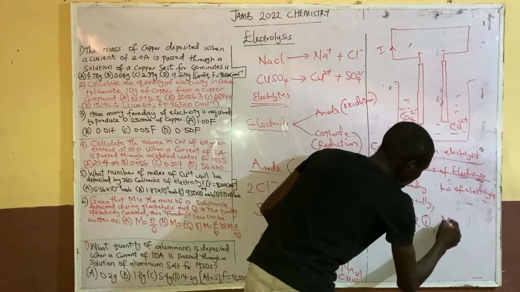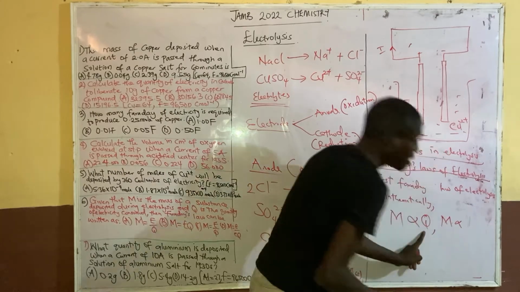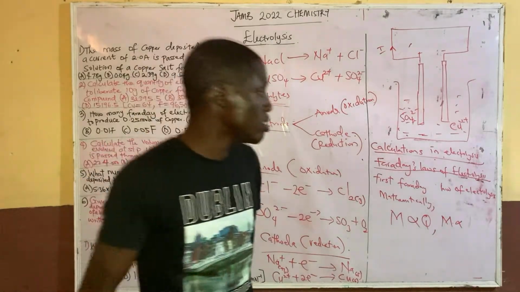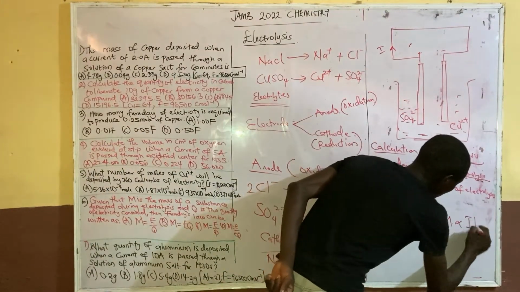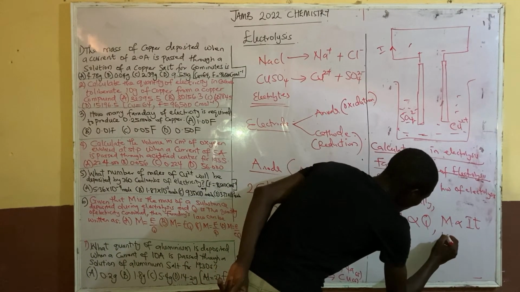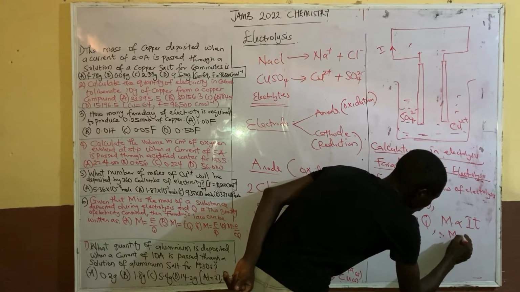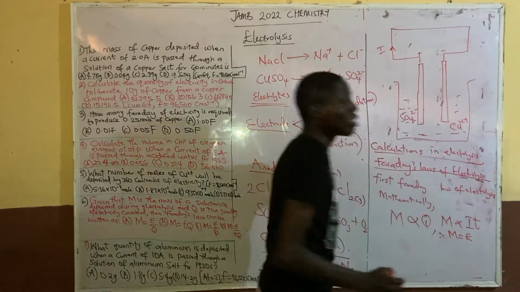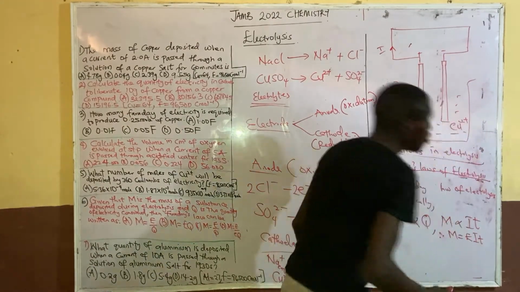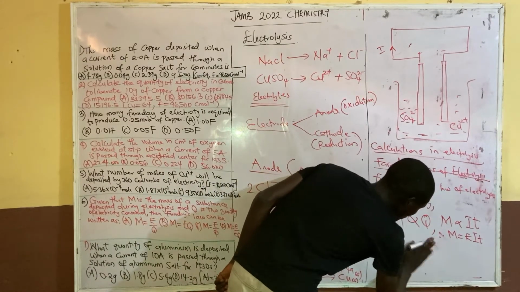Q itself is the quantity of charge, which is given as current times time, that is I times T. So M is directly proportional to IT. Therefore we have M equal to Z I T, where you introduce a constant called the electrochemical equivalent, Z.